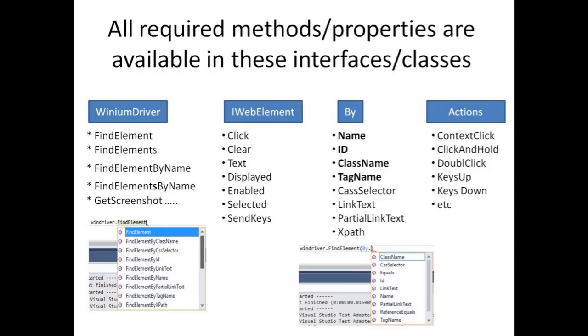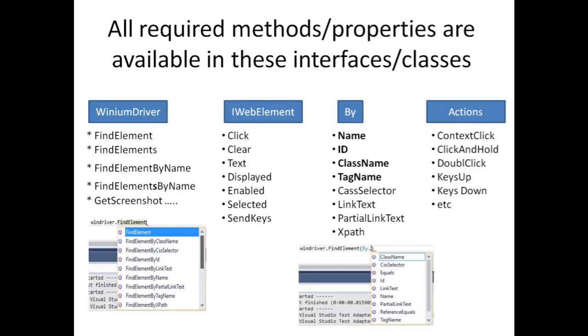Let's talk about the IWebElement interface. This has methods which you can perform on an element. Like if you want to clear some text from a text box, then you can use Clear. If you want to send some text to an input box, then you can use SendKeys. If you want to check whether a particular element is present on the screen or not, then you can use the property Displayed. Some other methods are mentioned here which are self-explanatory, so I'm not going to discuss them in more detail.